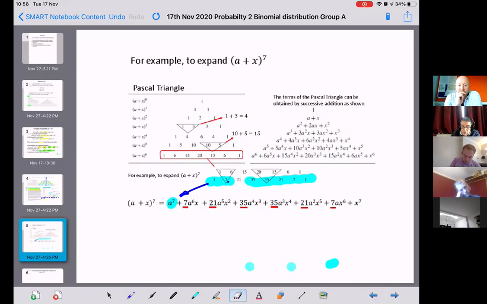21, second one. 21, a to the 5, x to the 2. 35 comes from there. 35 comes from there. 21 from there. 7 from there. And the last one is 1.